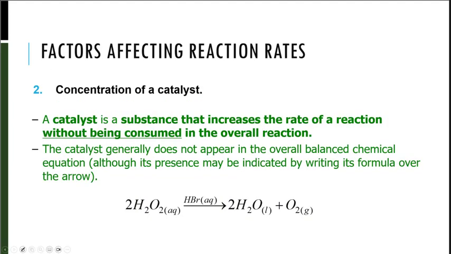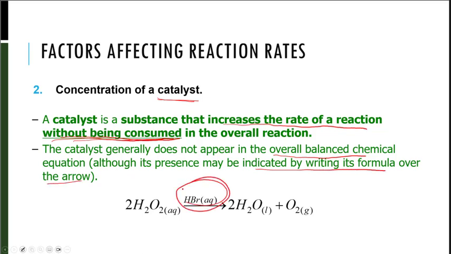I can also have a catalyst that can affect reaction rates. A catalyst is a substance that increases the rate of a reaction without being consumed. So it's not a reactant, it's not in the products, it's not consumed in that overall reaction. The catalyst generally does not appear in the overall balanced chemical equation, but it usually is indicated by writing what that catalyst is over the arrow.